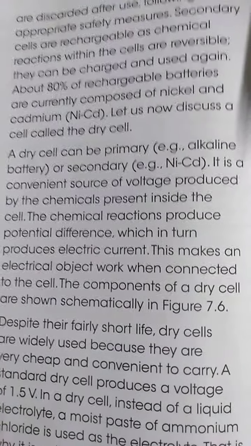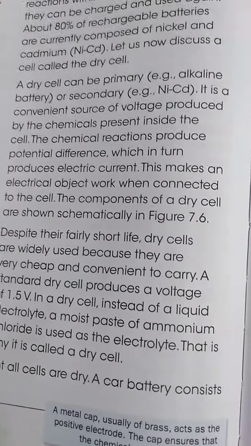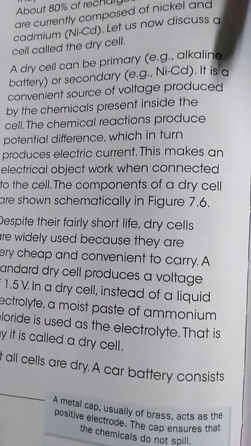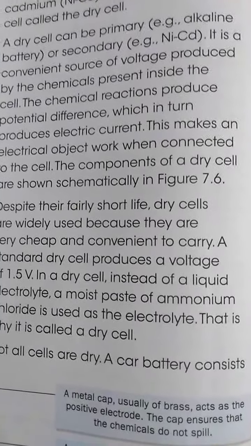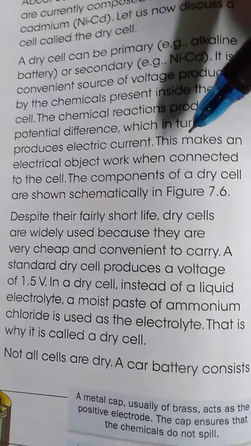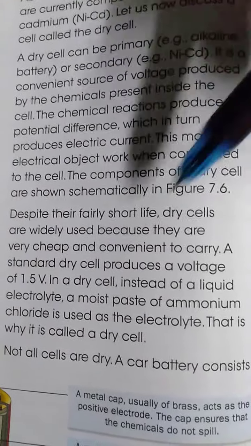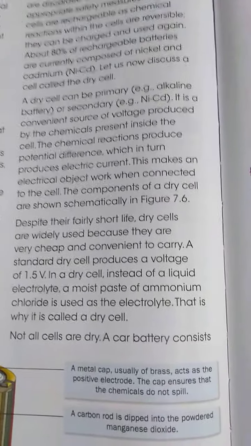So these cells are called nickel cadmium cells. Now a dry cell can be primary or secondary. If the dry cell is simply the alkaline battery that we use normally, that is a primary cell, and if it is a nickel cadmium cell, then it is a secondary cell. These cells have a short life, but these primary cells are in much use. They are very popular.